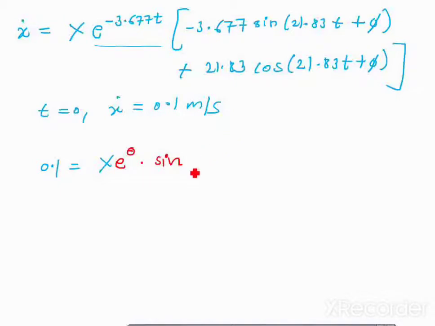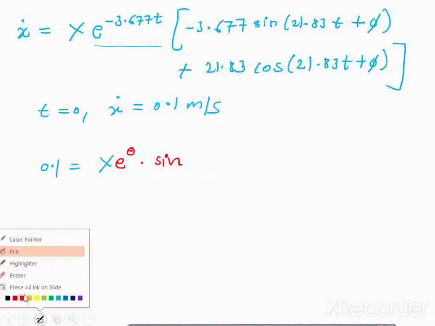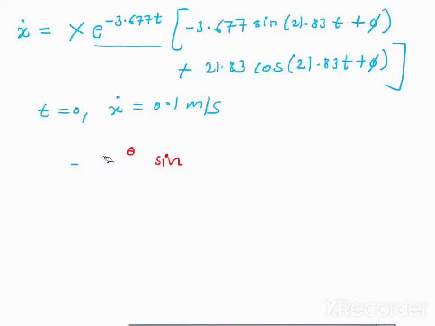Okay, one second, I will rub this out and write it properly so you will not get confused. Write it again properly so you will understand this better. Now put t equal to 0 in x dot equal to 0.1 equals minus 3.677 as it is, and this x as it is, because e raised to the power term will become 1.